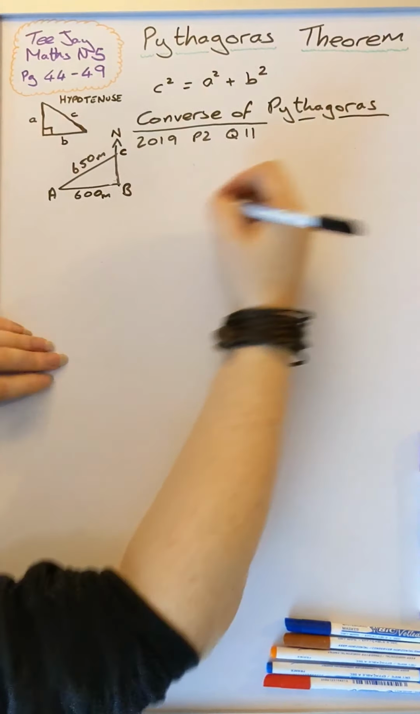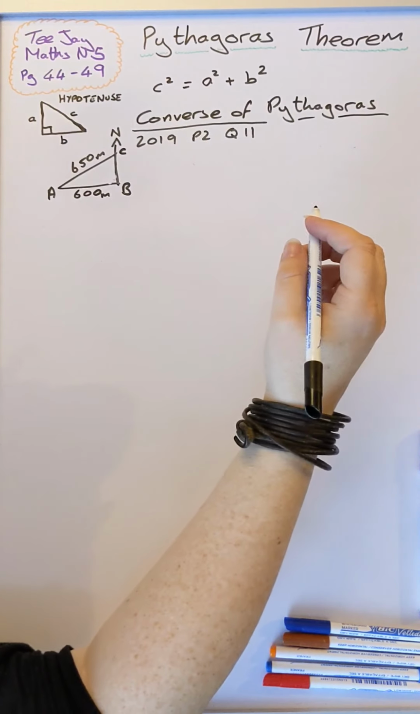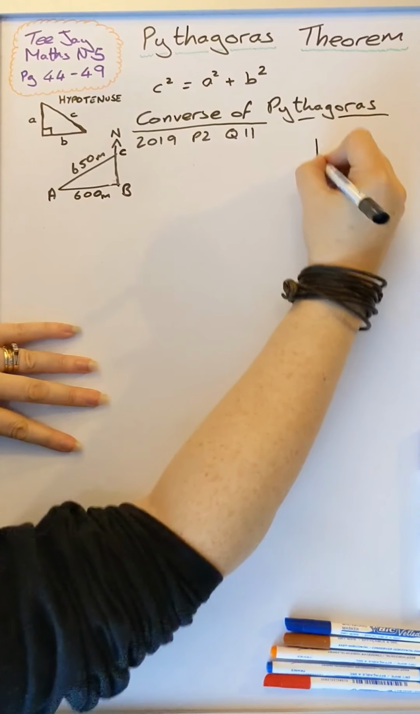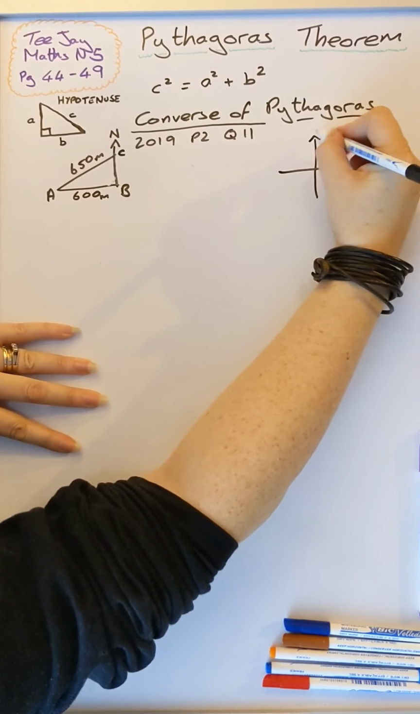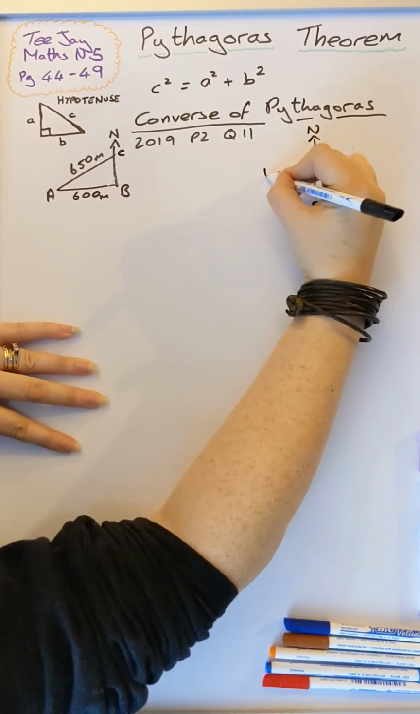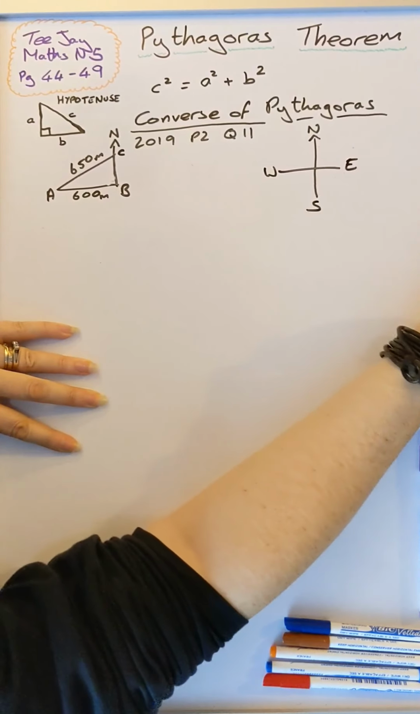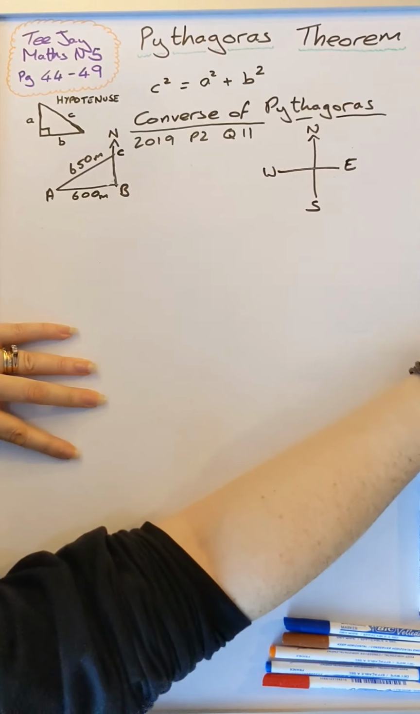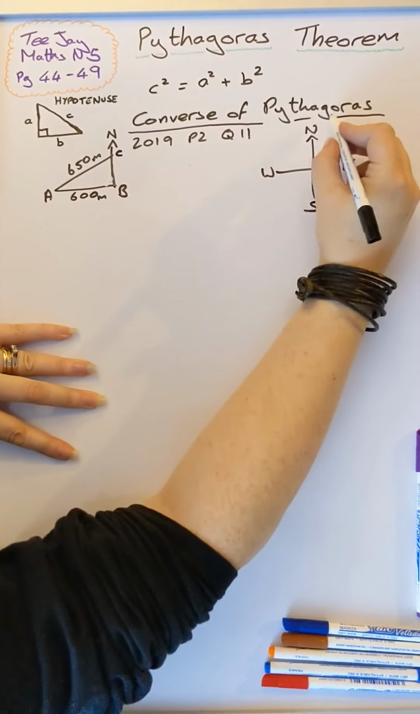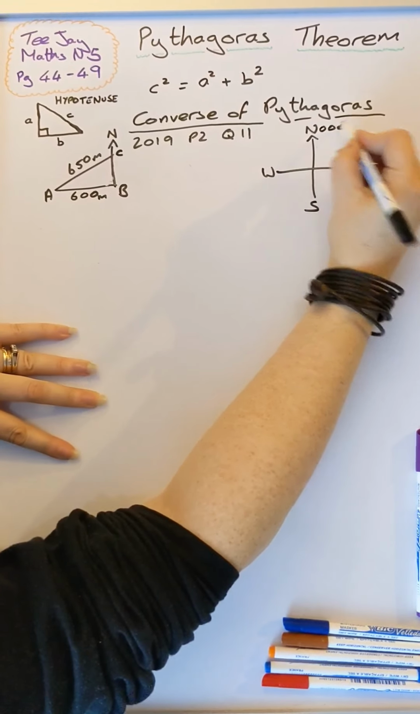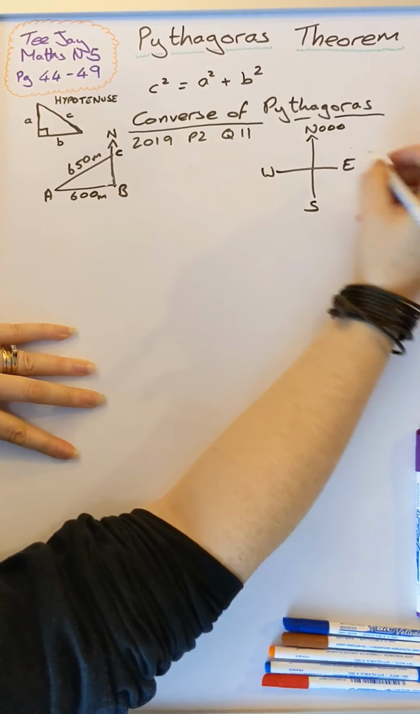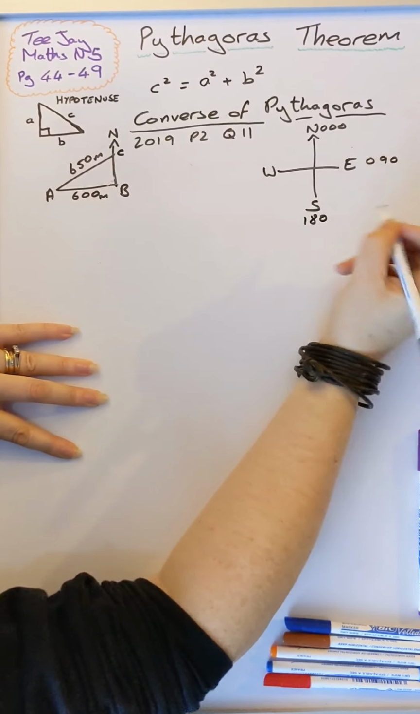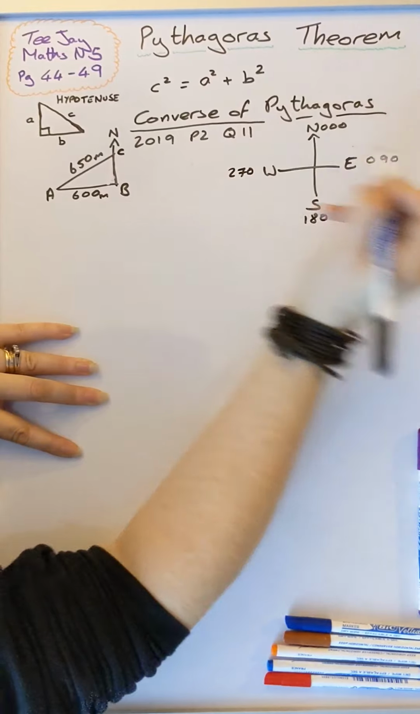Now, it's also handy here to think about bearings and compass points. So if you think about a standard compass, we have north, south, west and east. I'm sure a lot of you learned it as never eat shredded wheat. And these are the bearings: 0, 0, 0 for north, 0, 9, 0 for east, 1, 8, 0 for south, and 2, 7, 0 for west.